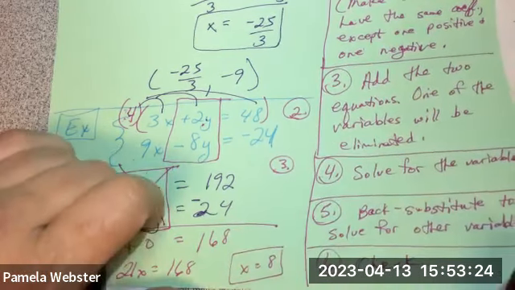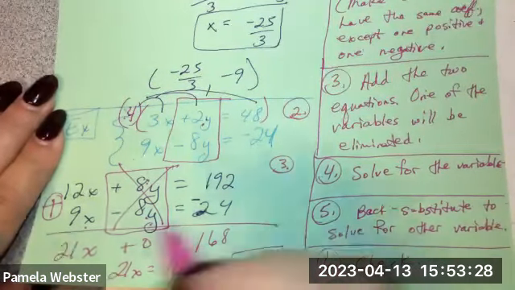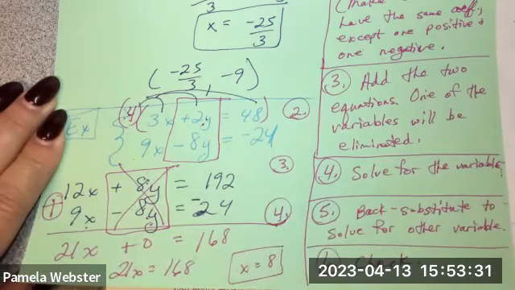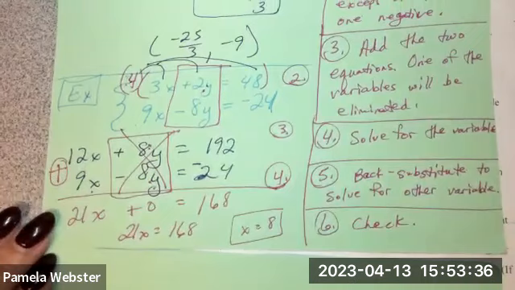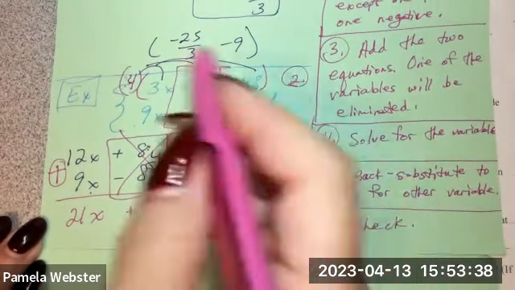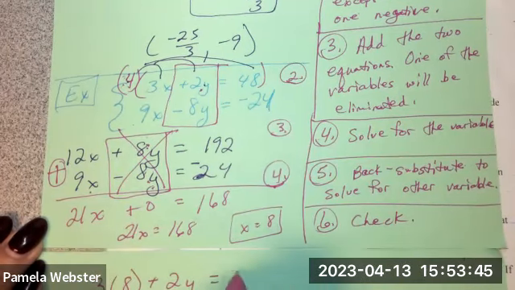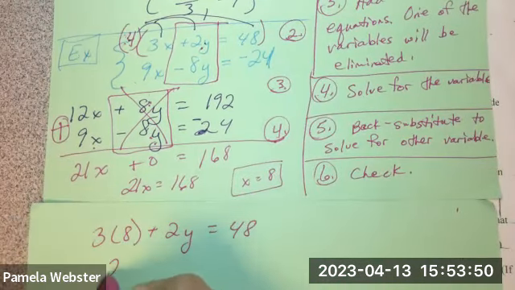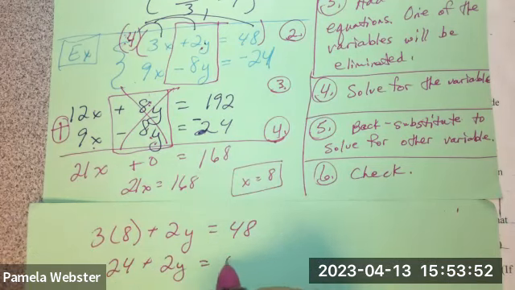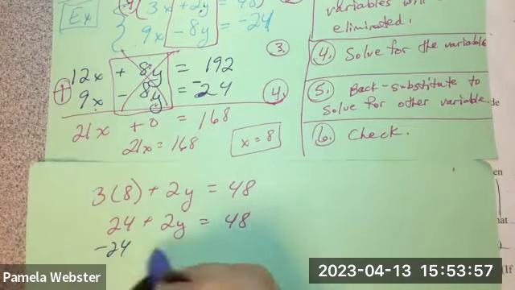Now I need to back substitute. I solved for the variable that was right here. That's step 4, right? Now I'm going to back substitute. So let's go back in here. I have x equals 8. It doesn't matter which equation I use. So I'm going to say 3 times 8 plus 2 times y equals 48. And 3 times 8 is 24 plus 2y equals 48. And then I'm just going to subtract the 24 from both sides.